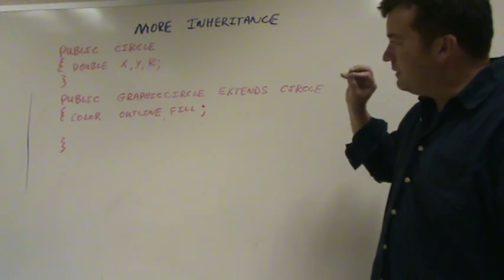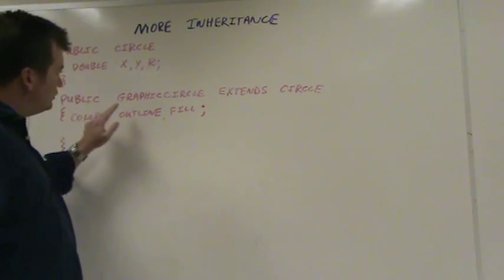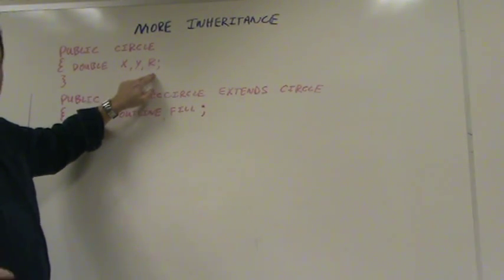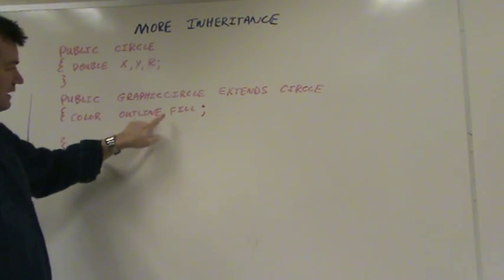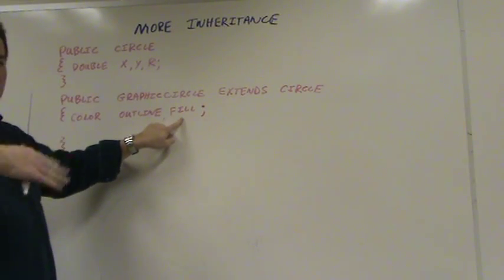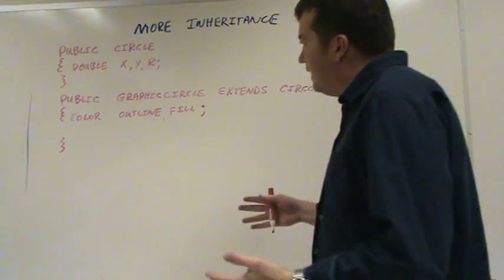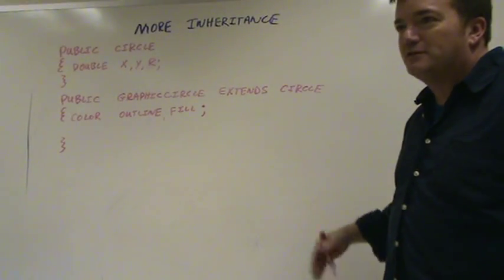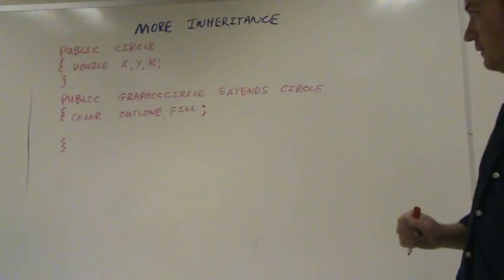Then, when we began talking about inheritance, we decided to create a class called graphic circle, which is a circle, but it has extra properties to it. The extra property is that it has an outline and a fill. So it's the color of the outline, and then what color should be inside the circle. Now, if you think about it, we could extend this even further and have a circle with a thickness, you know, how thick the outline is. We could add another field if we wanted to. So there's really no limit to what we can add to it.